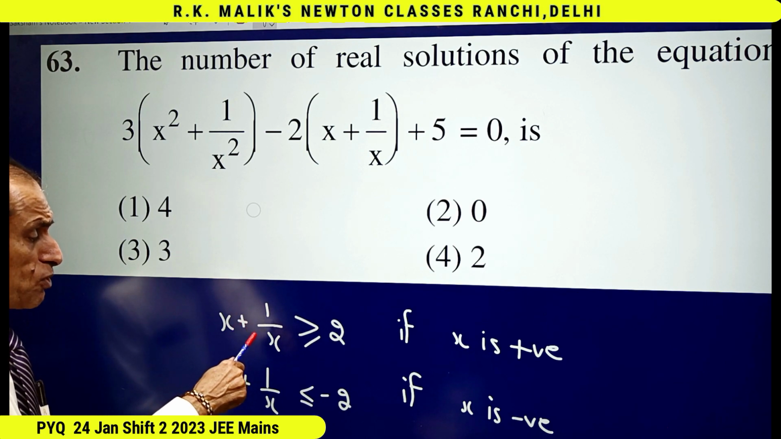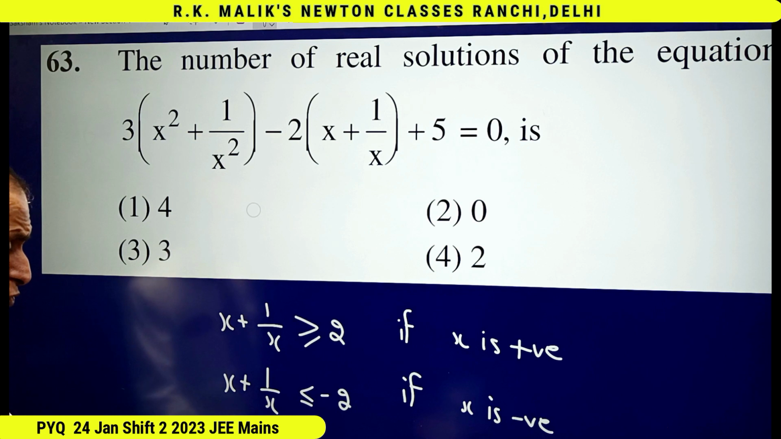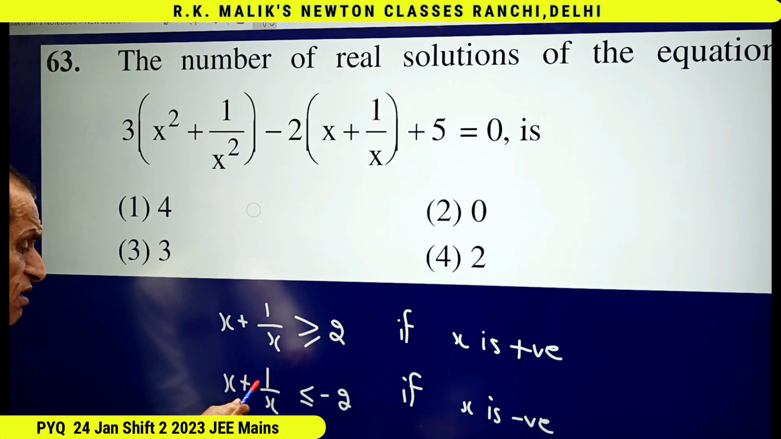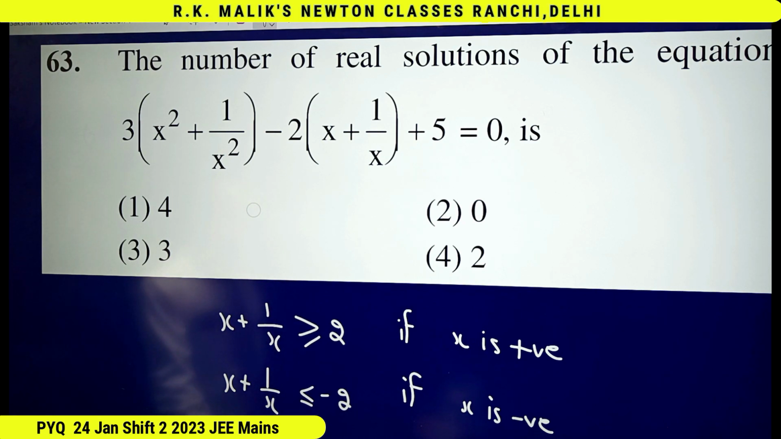For all other positive values of x, x plus 1 by x will be greater than 2. Similarly, in this case, equal to minus 2 will be there when x is minus 1. For all other negative values of x, it will be less than minus 2. These are very popular concepts. You must be knowing it. Still, for completeness, I have told you this concept.